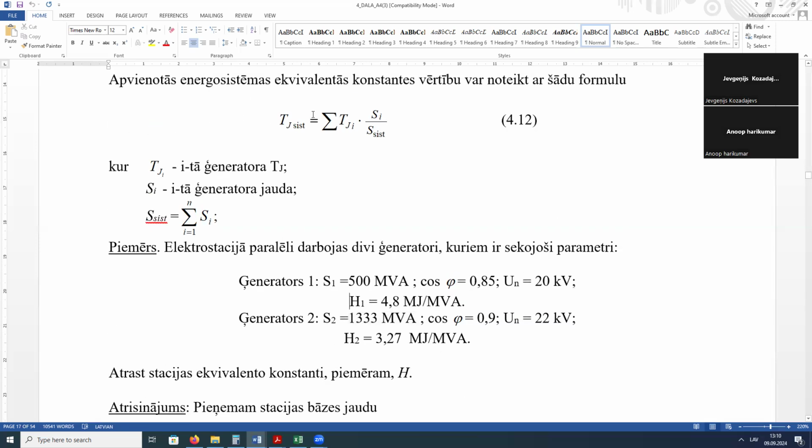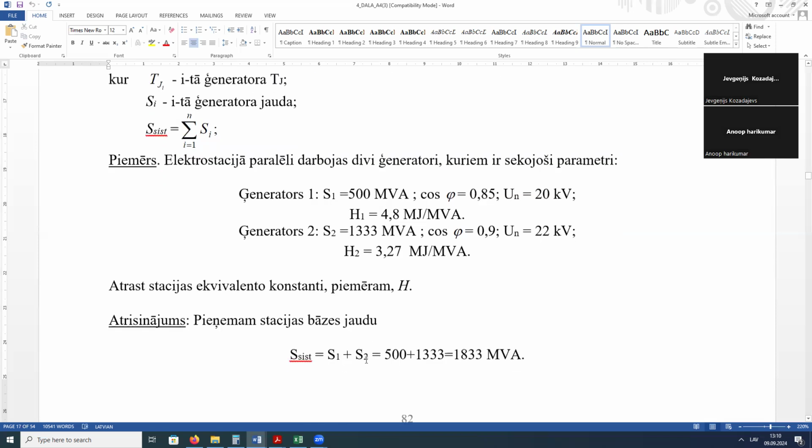So let's calculate the total inertia. Using this formula, let's calculate this part for each generator: its own inertia multiplied by its own power divided by the total system power. For the total system power, if we have only two generators, it means the first one plus the second one, and the result is 1833 megavolt amperes.